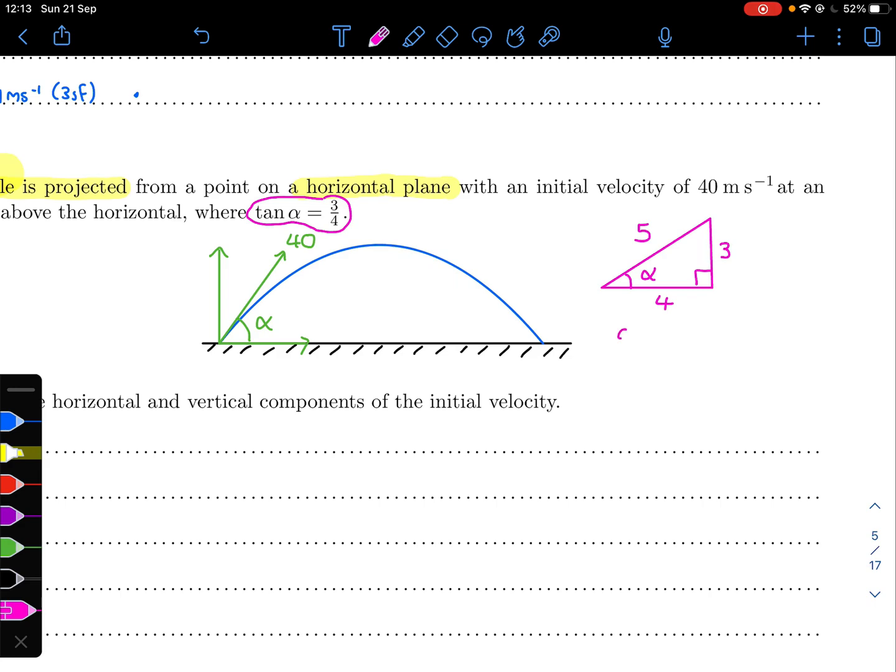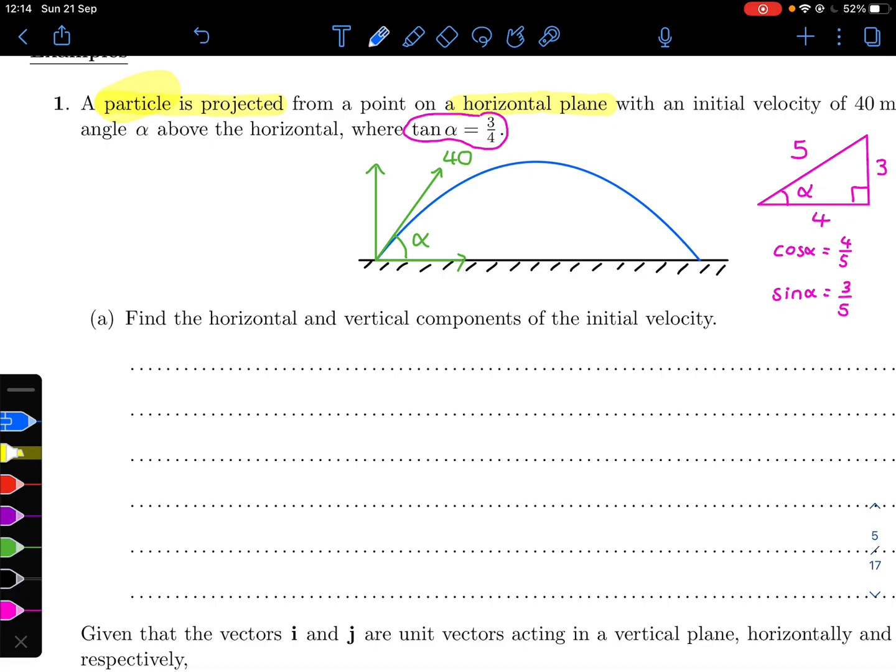So from that I can now use accurate versions of cos alpha and sin alpha rather than the inaccurate angle I would have got from inverse tan. Cos alpha being adjacent over hypotenuse, so 4/5. Sin alpha opposite over hypotenuse, so 3/5. So now when I calculate the vertical and horizontal components of that 40 meters per second, I can use the 4/5 and the 3/5 in place of cos and sin, and that's all we're asked to do on part A.